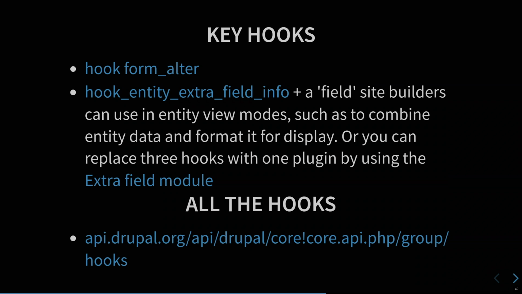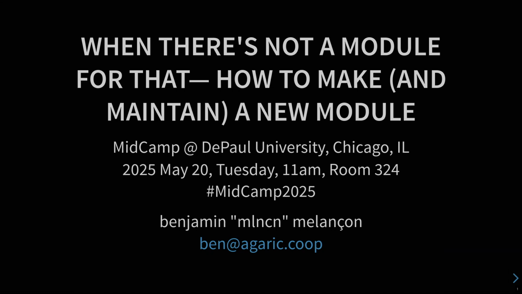But all the hooks, including the new way of writing hooks, are at api.drupal.org, API Drupal, Drupal core, api.php group hooks. And it's a really solid intro. And then it lists all of them, which is how I copied the entire list and found out there were 290, which was more than last time I copied the entire list.